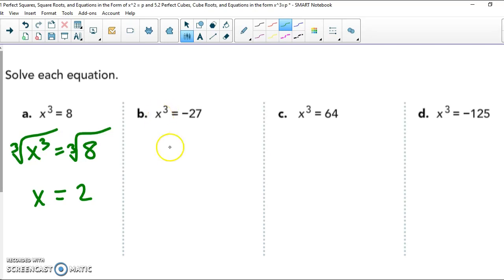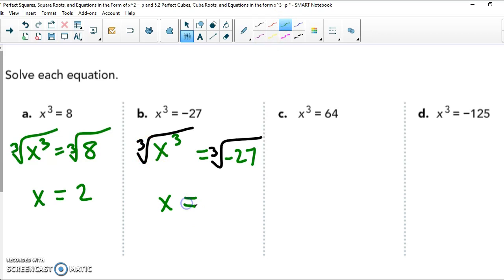On letter B, we want to take x cubed equals negative 27 and solve that by using my inverse operation, which is to take the cube root of both sides. The cube root of x cubed is x, and the cube root of negative 27. So what one number can I multiply by itself 3 times to give me negative 27? It's negative, so I know I'm going to need a negative answer. And I know that 3 times 3 is 9, 9 times 3 is 27. So my cube root of negative 27 will be negative 3.